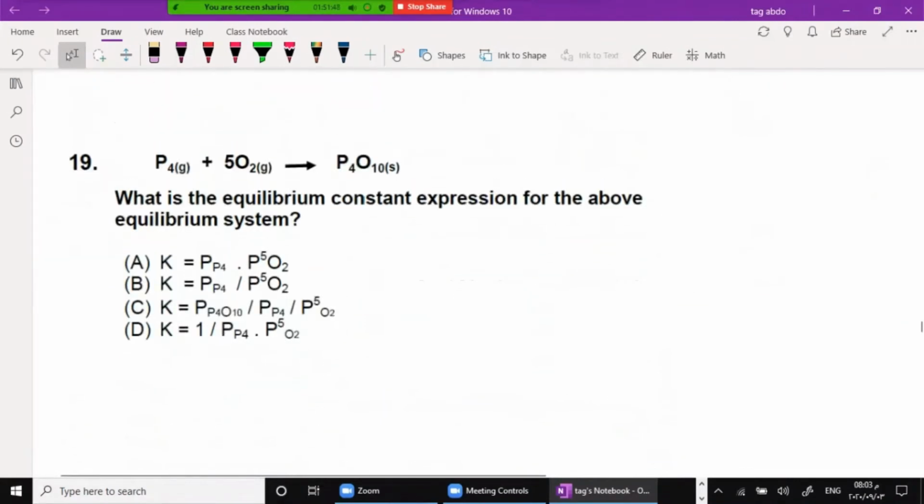P4 in gaseous state plus 5O2 in gaseous state, resulting in P4O10, phosphorus pentaoxide, in solid state. What is the equilibrium constant expression for the above equilibrium system? And you have 4 answers.